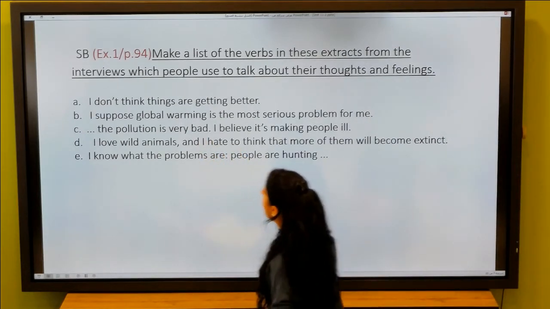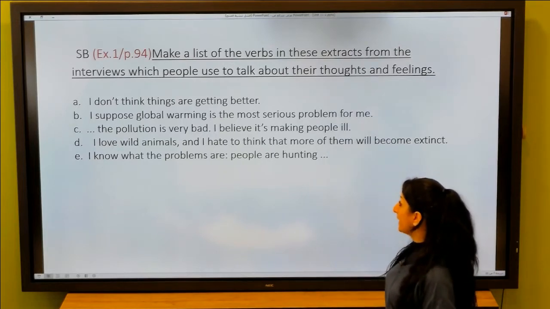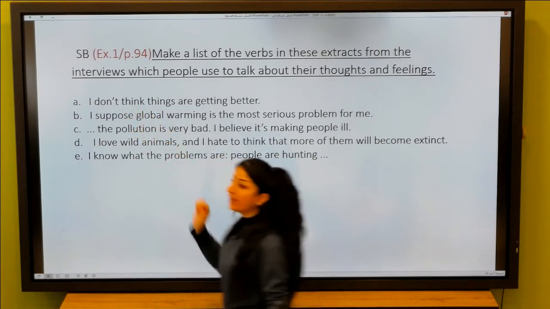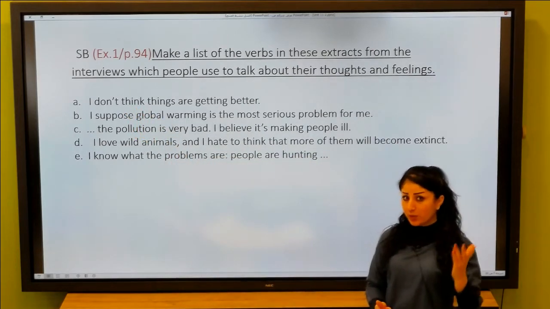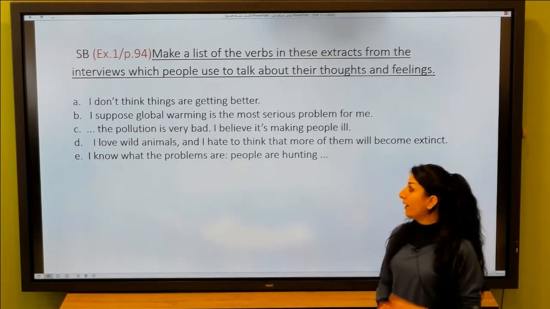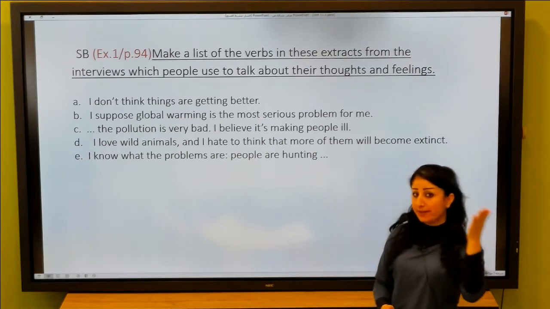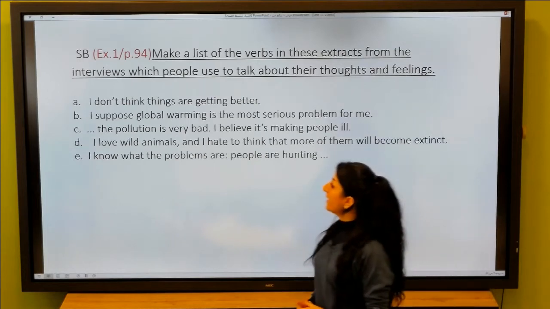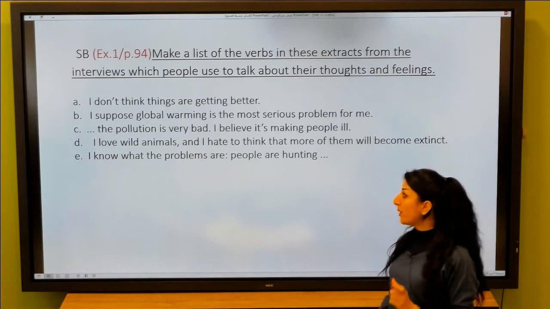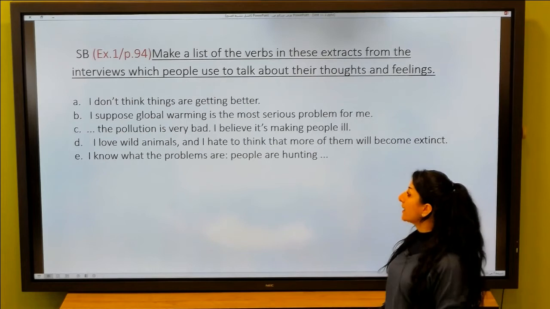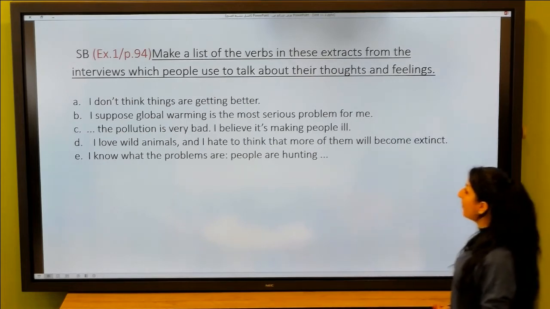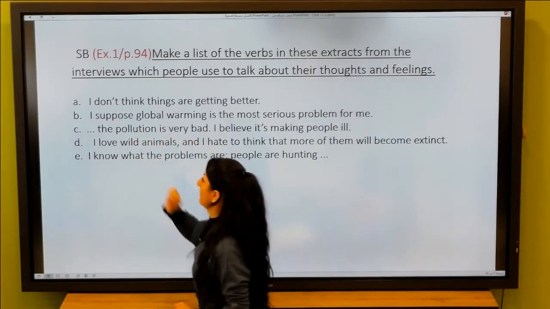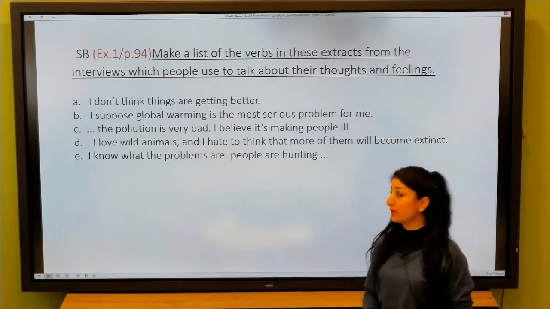Letter A. I don't think things are getting better. Don't think. The main verb is think. Can you order this verb in thoughts or feelings? Letter B. I suppose, which means consider. I suppose global warming is the most serious problem for me. Suppose. I think it relates to the thoughts.